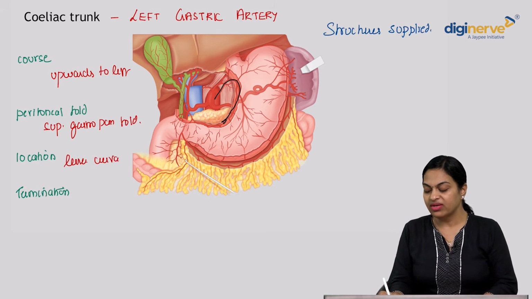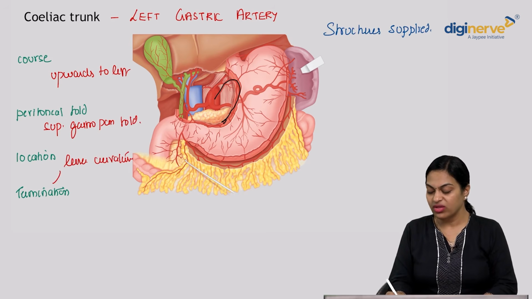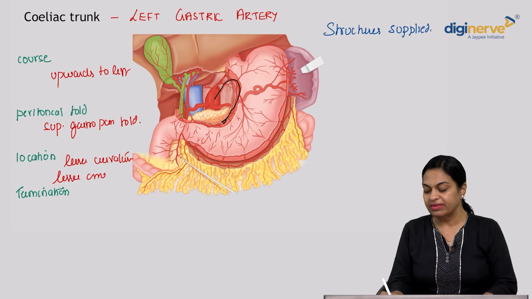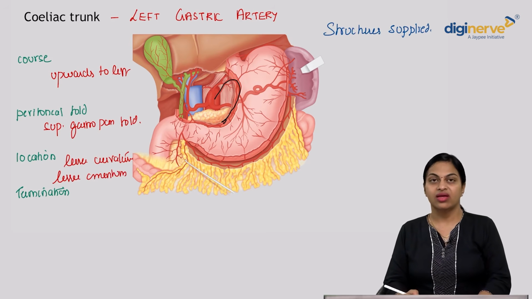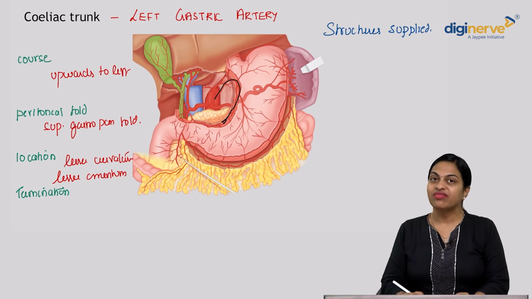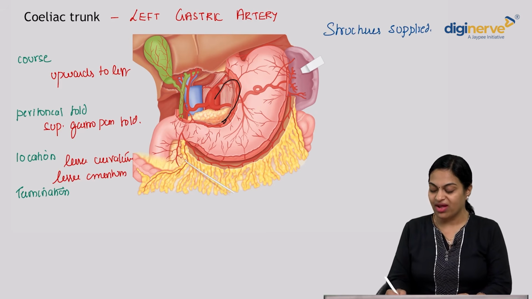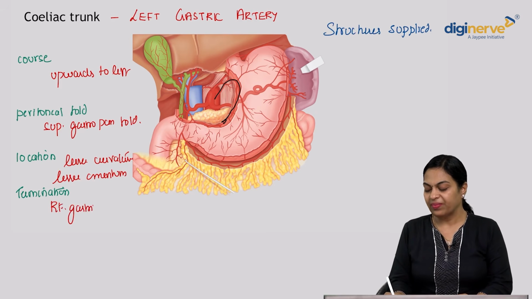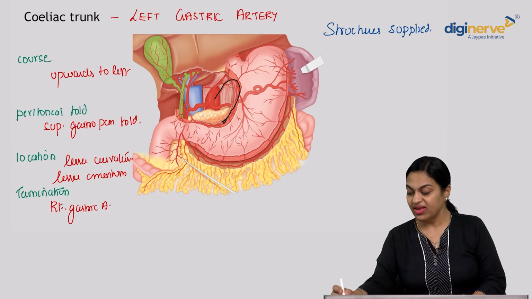What is the ligament that is related to the lesser curvature? The lesser omentum. And along the lesser curvature, within the lesser omentum, this left gastric artery terminates by anastomosing with the right gastric artery. Fine.